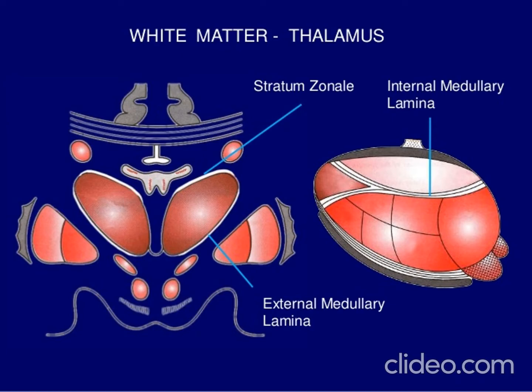Now the white matter which is covering the superior surface of the thalamus is called the stratum zonale, and the thin layer of white matter which is covering the lateral surface is called the external medullary lamina. This external medullary lamina separates the posterior limb of the internal capsule from the thalamus, and there is a Y-shaped white matter inside the thalamus which is called the internal medullary lamina.